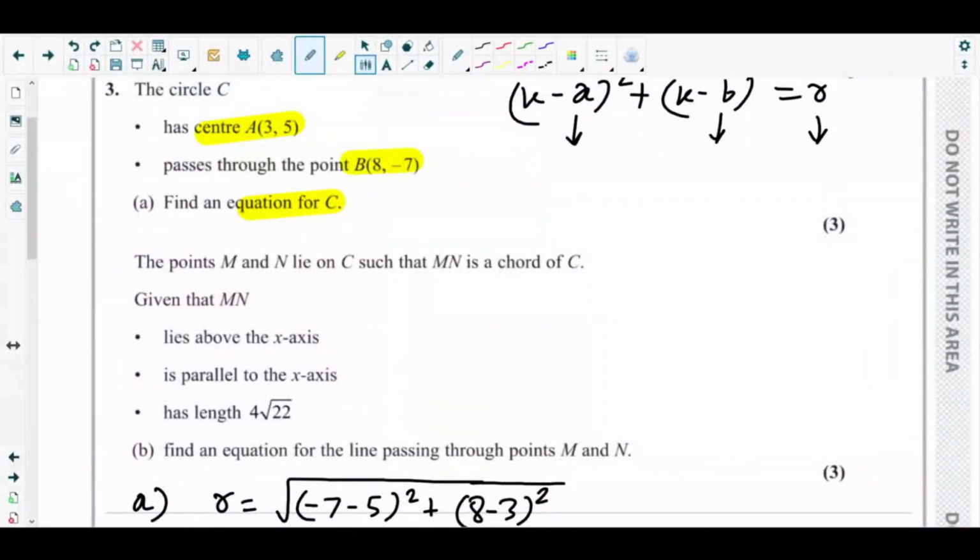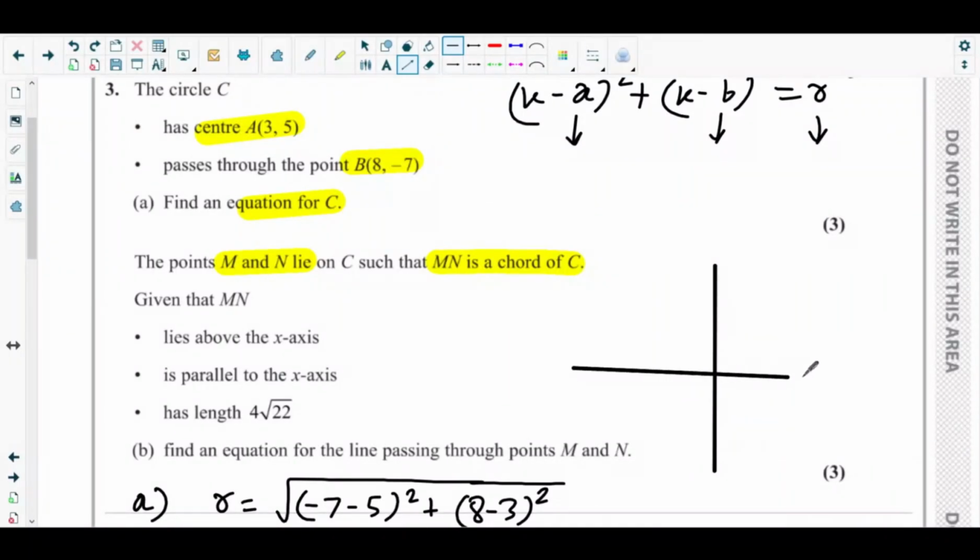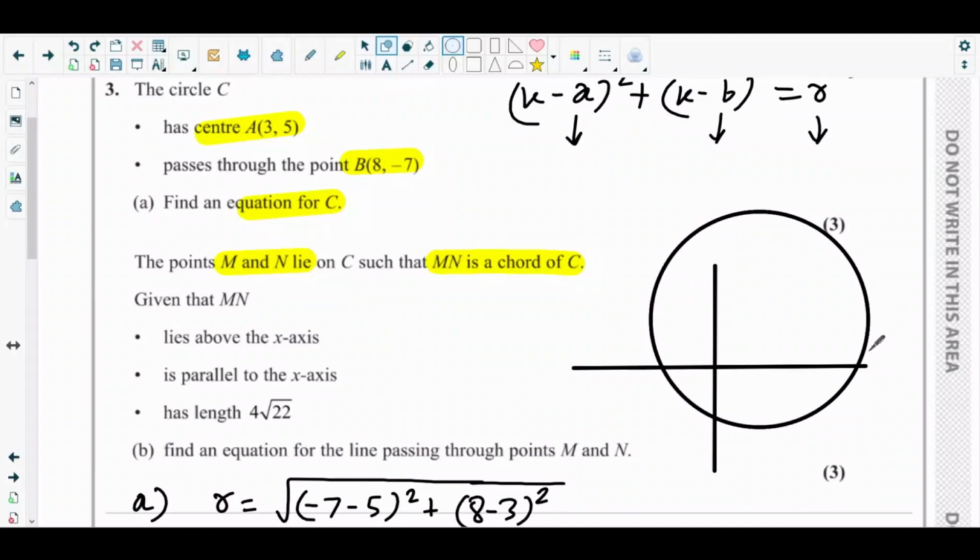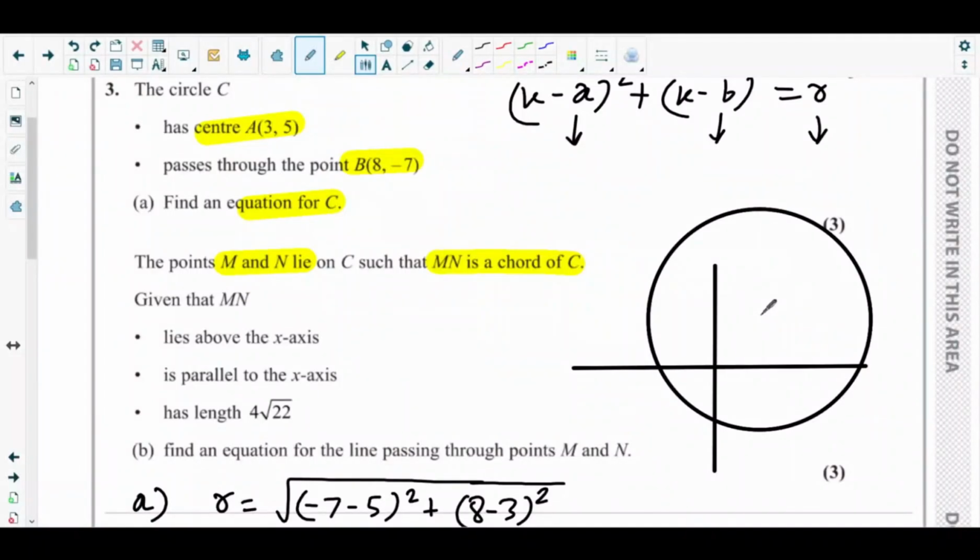Fine. Next is part B. The points M and N lie on C such that MN is a chord of C. Let me draw a sketch of the circle. On the coordinate axes, this is the sketch of the circle. The center is (3, 5) and the radius is 13. It will be like that. This is the center of the circle.